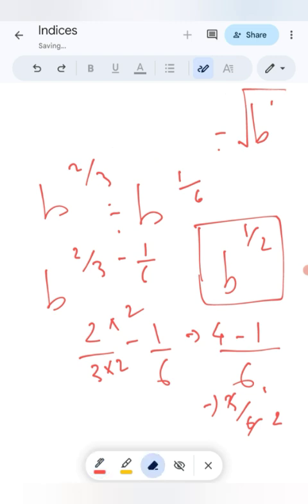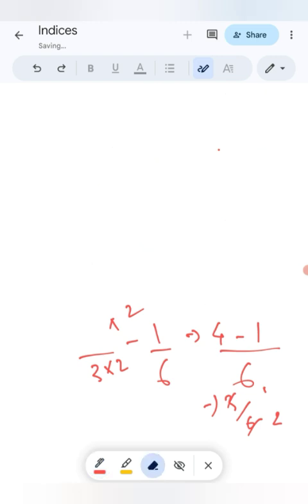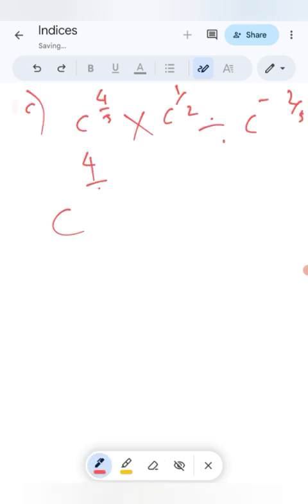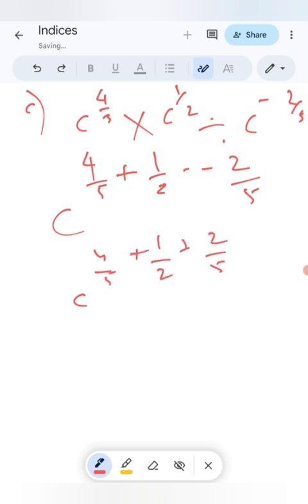Let's solve part C now. Now as there was a multiply sign in between, I add the powers, and there was a divide sign, which means a minus, and minus 2 upon 5. Now 4 upon 5 plus 1 upon 2 minus 2 upon 5. 5, 2 and 5, what's going to be the LCM? 10, right? And if you don't know that, 5, 2 and 5, let's start from a 2.